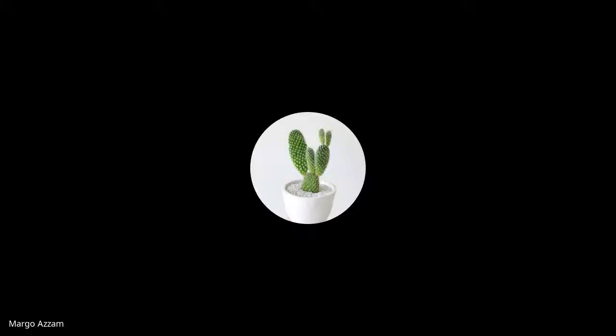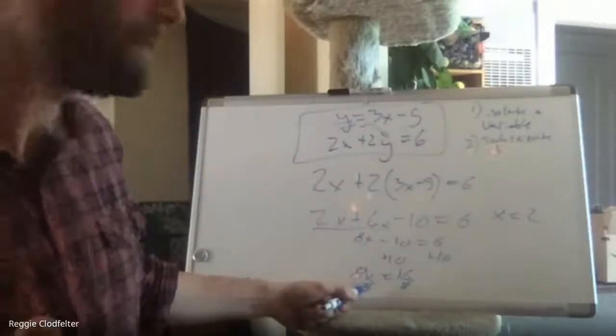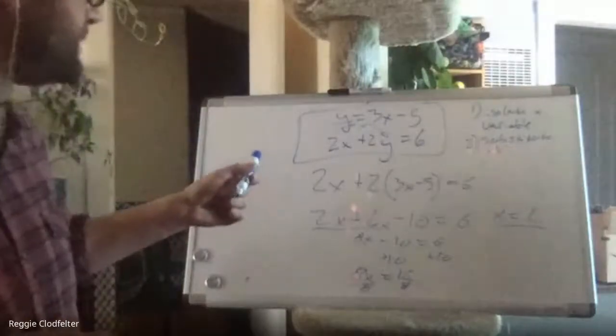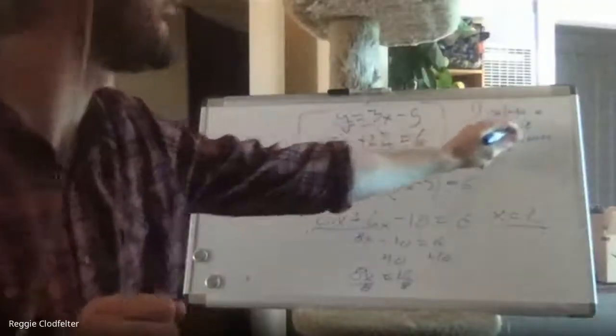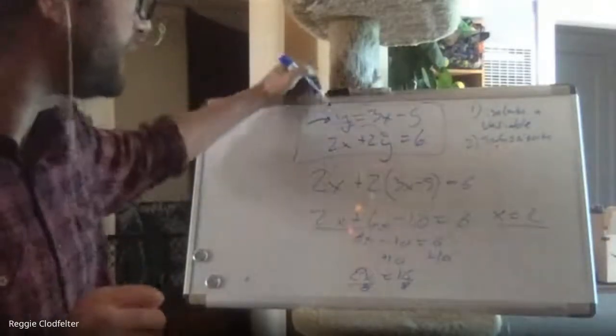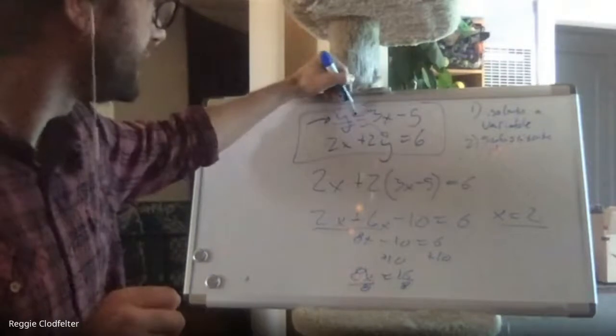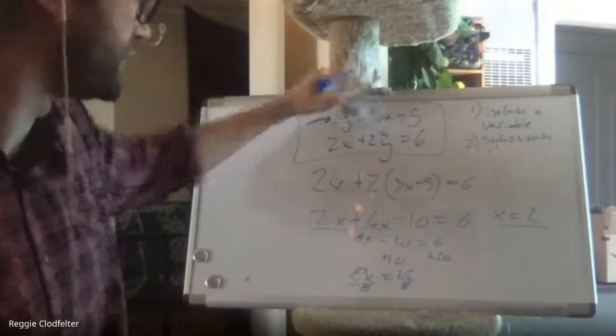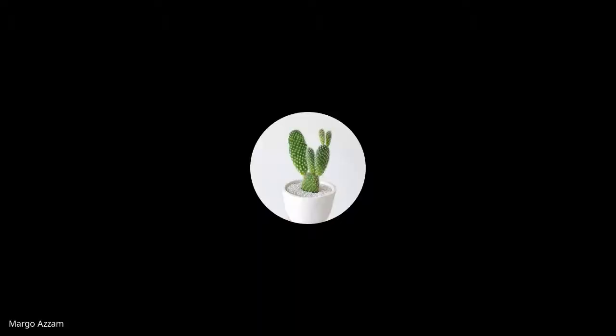Wait, what was the step that you just did? I'm on 2a, Margot. Did you ask which step I just did? Yeah. Okay, can you see my board? So number 1 is isolate a variable, but I can skip that because y is already isolated. So now I'm going to substitute what y equals, which is 3x minus 5, into y in the other equation. What was the last step that you did? I divided by 8. Okay, thank you.